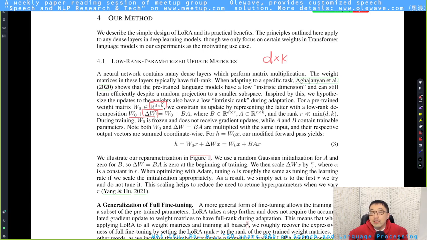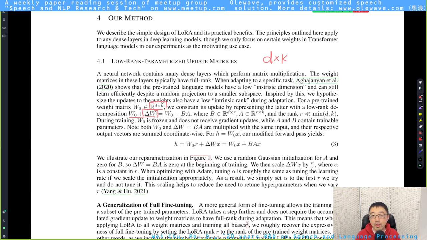For those of you who don't understand what I'm saying, I think you have to go back to high school and revisit the linear algebra about what is rank. For those of you who understand, let's continue. Suppose the delta W is a low rank matrix. So you can see it assumes the delta W has a certain structure.